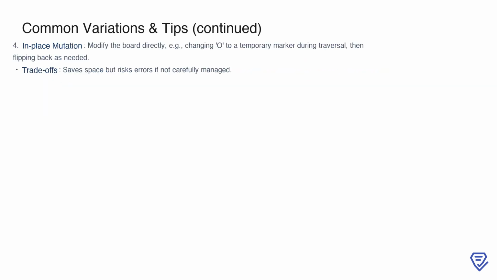Another technique to consider is in-place mutation. This involves directly modifying the board during traversal, such as temporarily marking O cells and flipping them back as needed. The main advantage of this approach is that it saves space since you don't need to allocate additional memory for tracking visited cells. However, it comes with its own risks. If the process is not carefully managed, it can lead to errors where the state of the board becomes inconsistent, resulting in incorrect outputs. This approach requires a strong understanding of the algorithm's flow to implement safely and effectively.